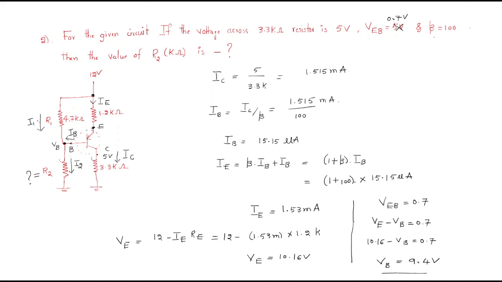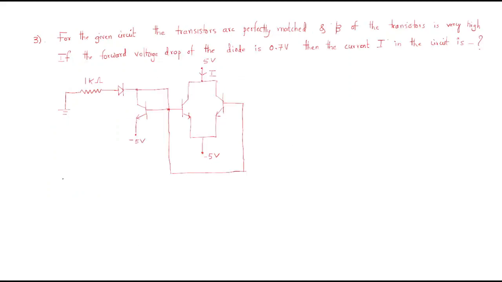Okay, so the next problem, look at this problem. For the given circuit the transistors are perfectly matched. Look at here, we have three transistors. This is one transistor, this is the second transistor, and this is the third transistor. Beta of the transistor is very high.